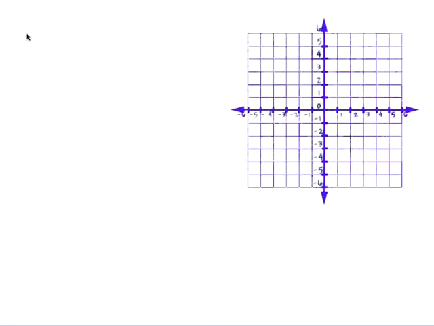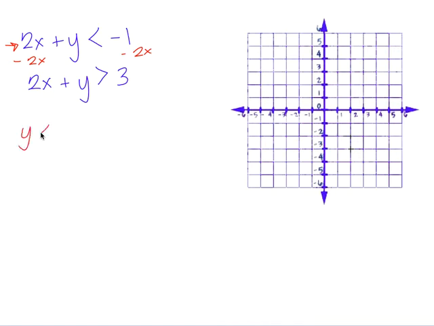So we have 2x plus y is less than -1, and 2x plus y is greater than 3. So I'm going to start with this top equation, and I'm going to do that one in red. And in order to identify my m and my b, I need to put it in slope-intercept form. So I'm going to subtract 2x from both sides. So I get y is less than -2x plus -1. My slope being -2, my y-intercept being -1.